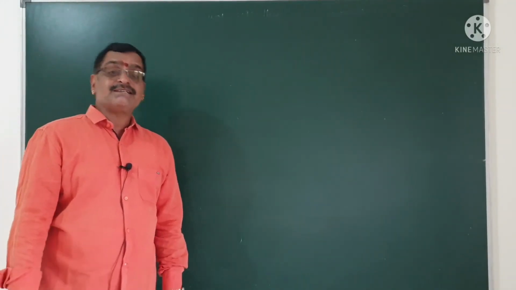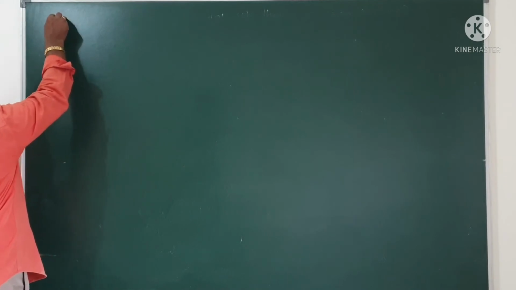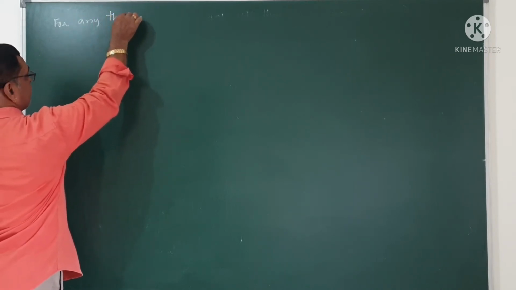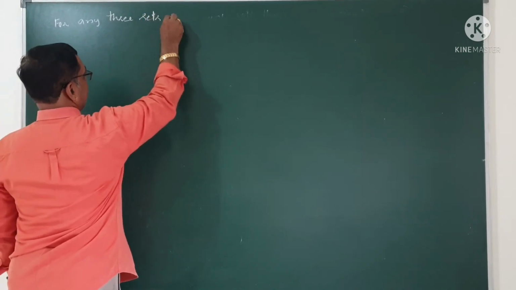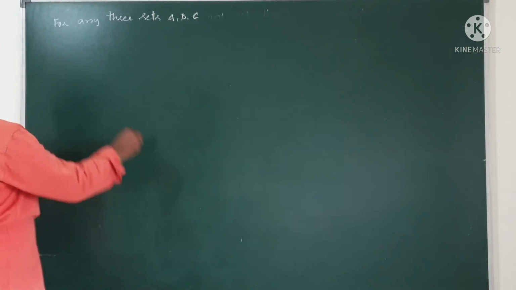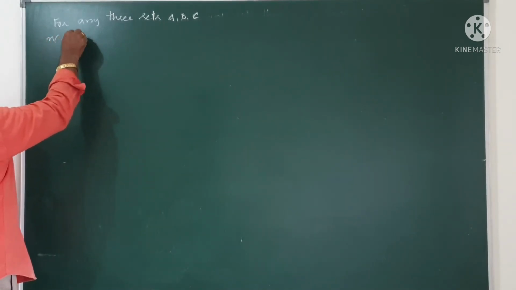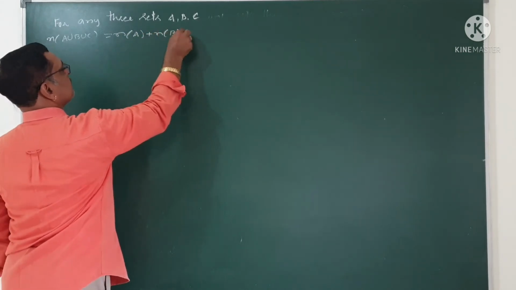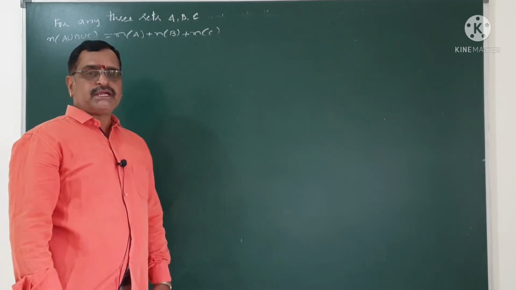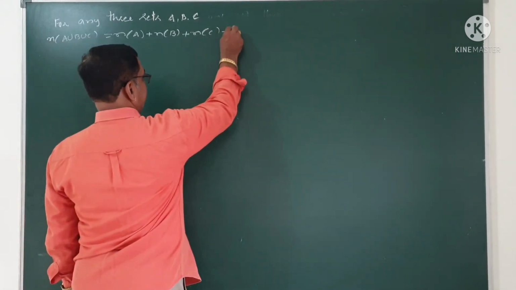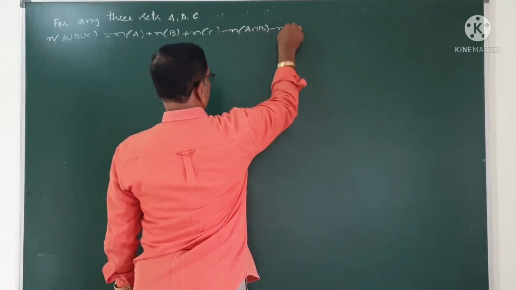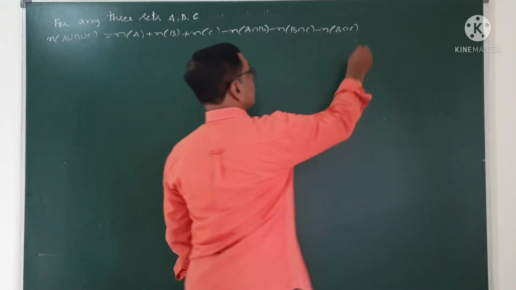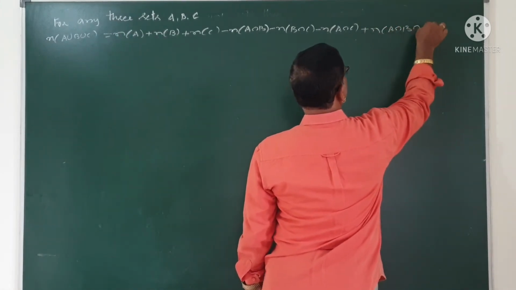Now, the result for 3 sets. That means for any 3 sets A, B, C, the number of elements in A union B union C is equal to n of A plus n of B plus n of C, adding all the elements from all the 3 sets, minus n of A intersection B, n of B intersection C, n of A intersection C, subtracting all from 2, and finally adding n of A intersection B intersection C.